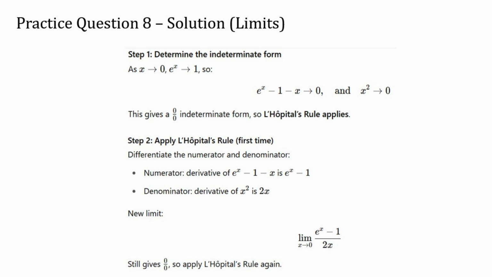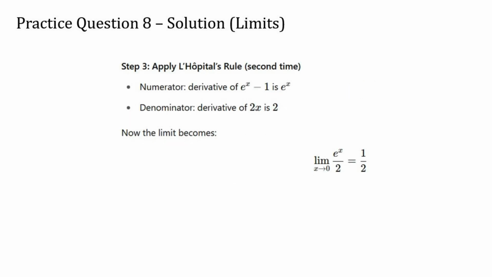L'Hospital's rule says we can take the derivative of the numerator and the denominator separately, then try the limit again. The derivative of the numerator becomes e to the x minus 1. The derivative of the denominator is 2 times x. Now we reevaluate the limit of the new expression, e to the x minus 1 over 2x. Again, as x approaches 0, both the numerator and the denominator go to 0, so we still have 0 over 0. This means we apply L'Hospital's rule a second time.